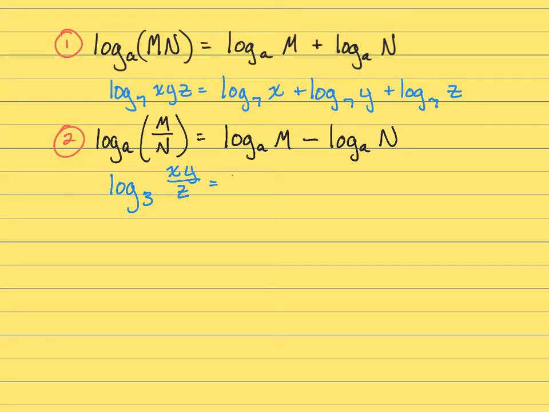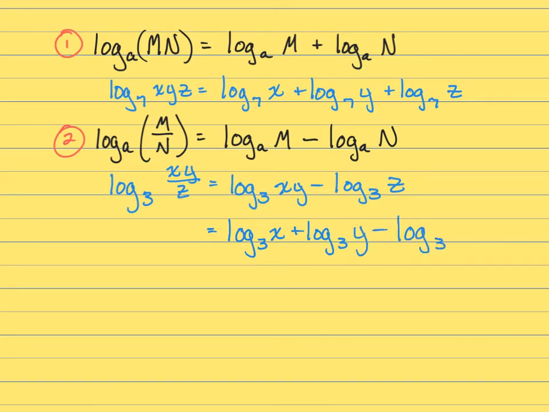So using the second property, it's just log base 3 of xy minus log base 3 of z, right? That was just simply using this property of division. So the log of the top minus the log of the bottom. But now we can use the first property and expand log base 3 of xy to be log base 3 of x plus log base 3 of y, minus log base 3 of z. And there it is, completely expanded out. So you get a chance to combine these properties in a variety of ways.